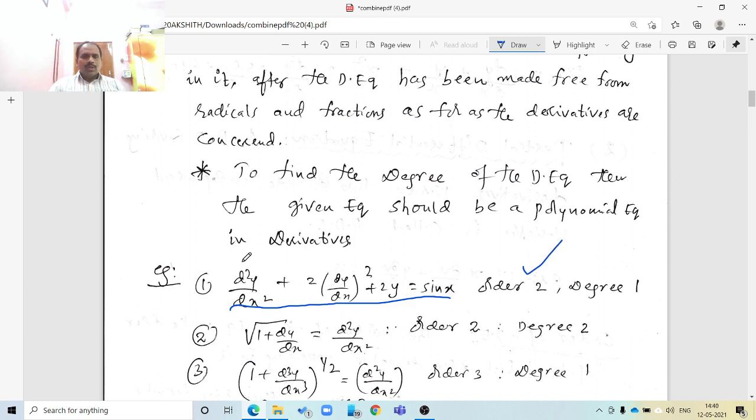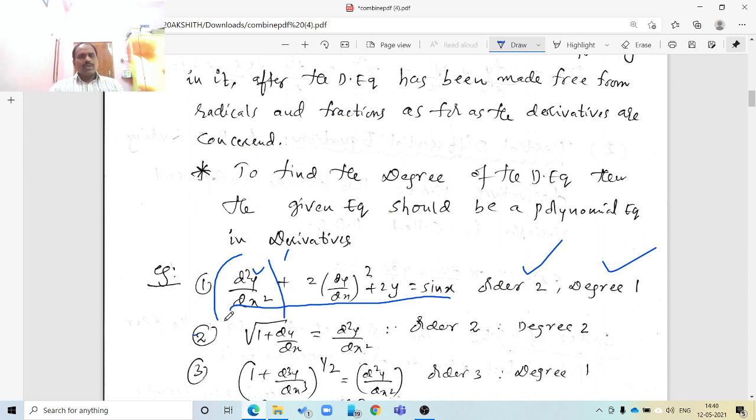Next, you observe the highest order derivative. Its power, you see, its power is 1. Therefore, its degree is 1. So the order of the differential equation is the order of the highest order derivative, and its power is the degree.